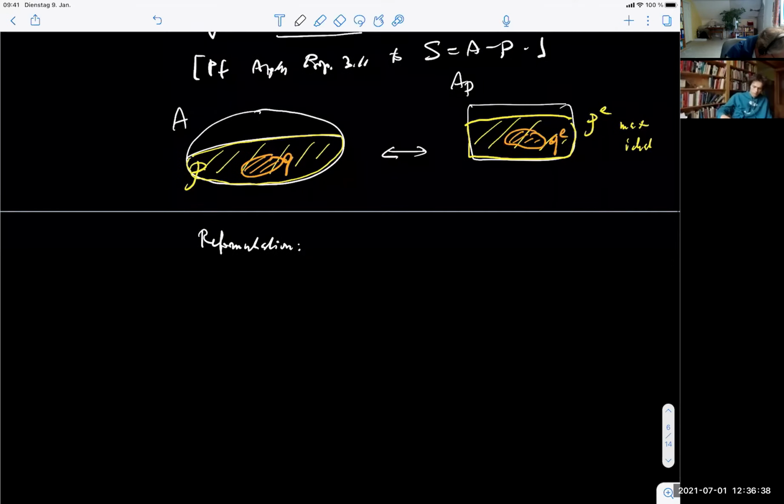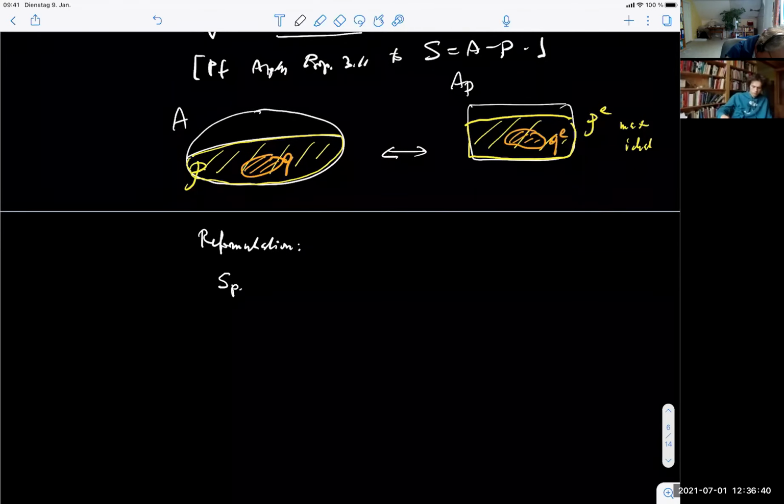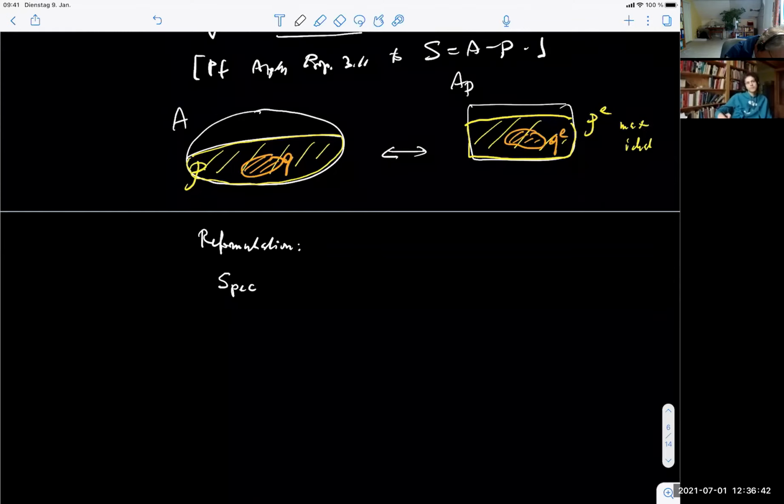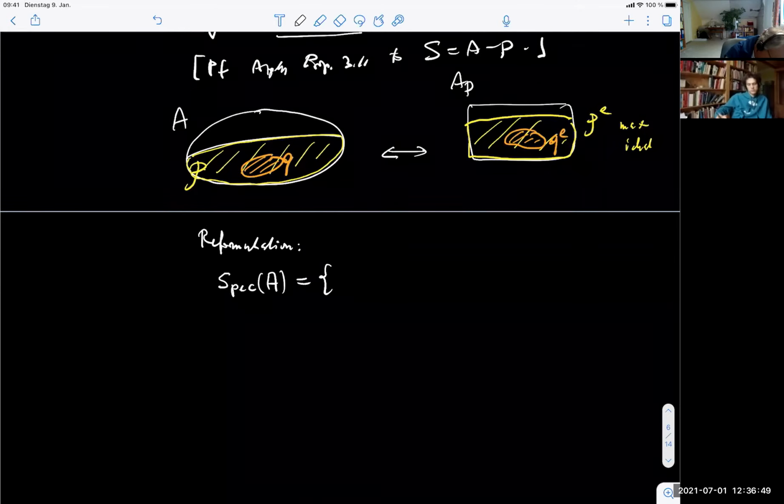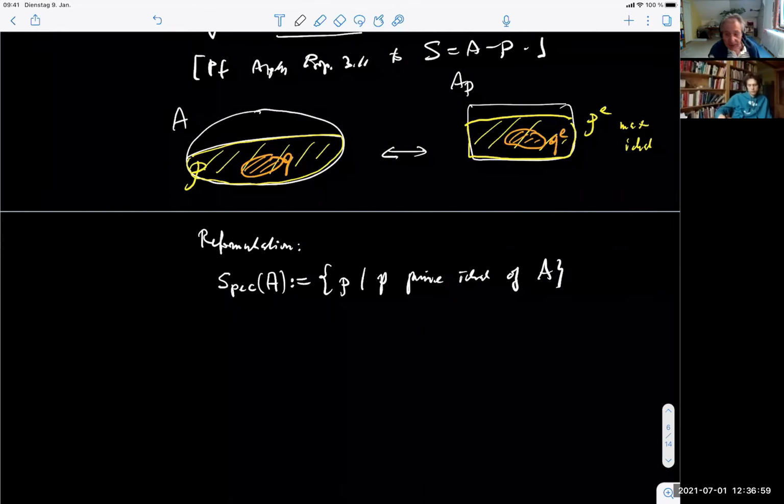Okay, we write. Now we introduce a name for the set of prime ideals. Let's call it the spectrum, the spectrum of the ring A. Sometimes people write parentheses. This is the definition. It's just the set of prime ideals of A. Okay, so this is the spectrum, Spec. Now, this comes with it.